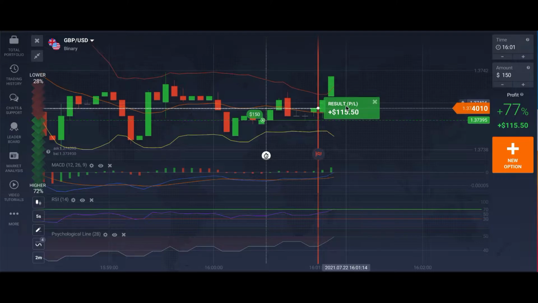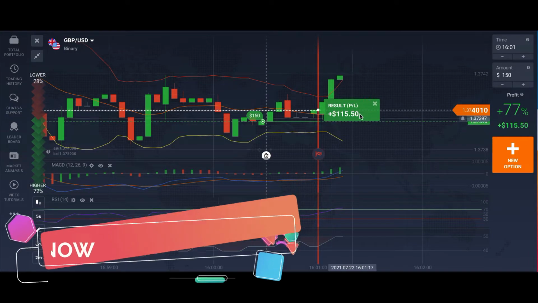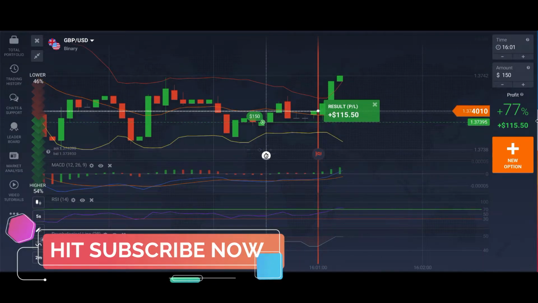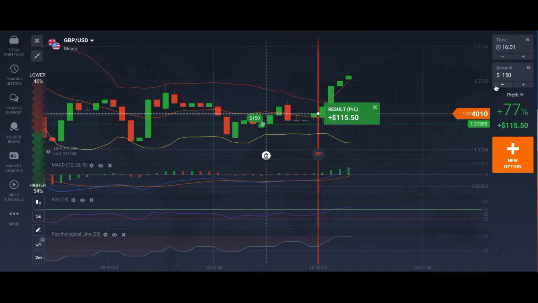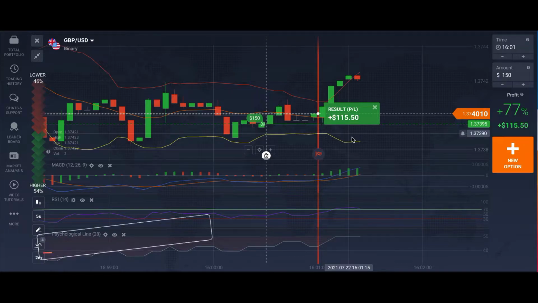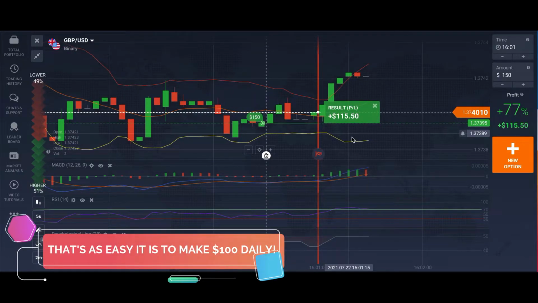Now we're just going to dissect and see what exactly I did to earn this $115. Now mind you, that's a 77% ROI of $150 investment in literally 30 seconds. All right, that's literally what we did here, and it's really not complicated.